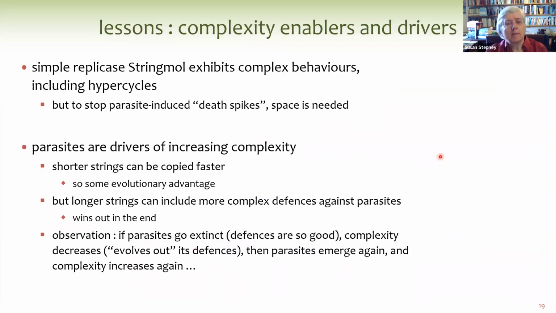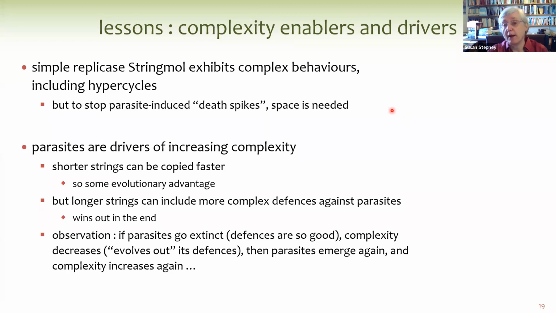So the lessons on the parasite side: this simple replicator, Stringmol, is not particularly complicated. We start off with just a bucket or an arena of identical replicas. It exhibits very complex behaviors through a very small probability of mutation on copy of a single symbol. And so we get complex behaviors, hypercycles, parasitism, and so on. And in order to stop the parasites just killing everything, we really do need space.